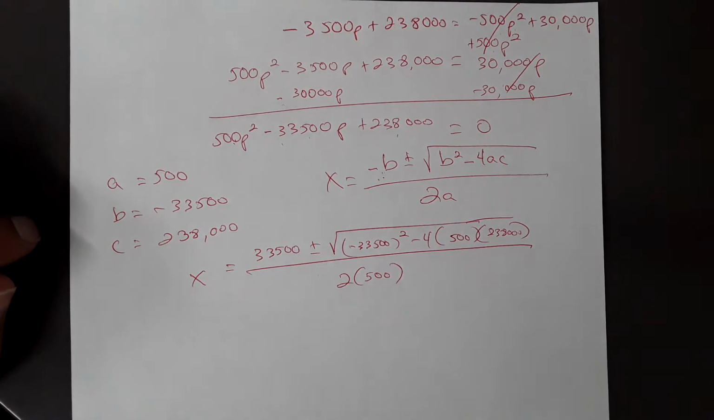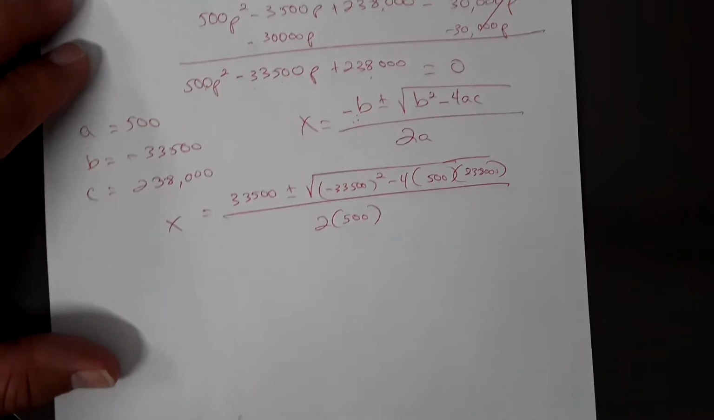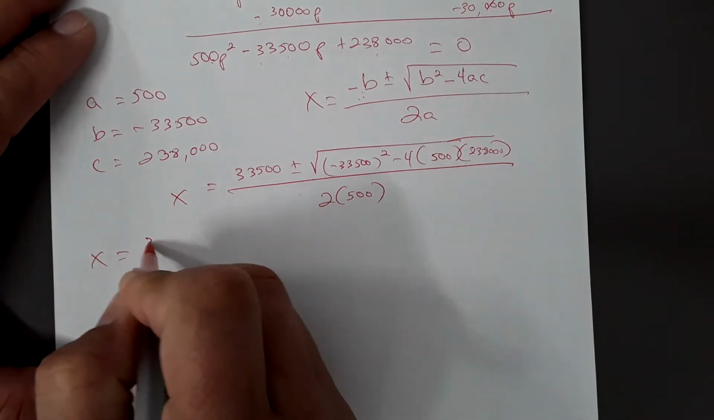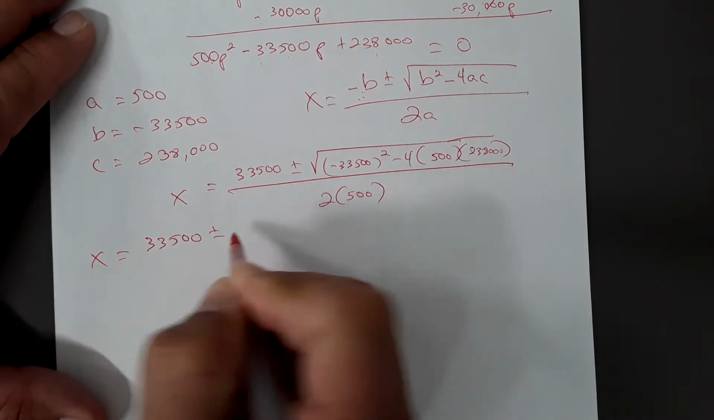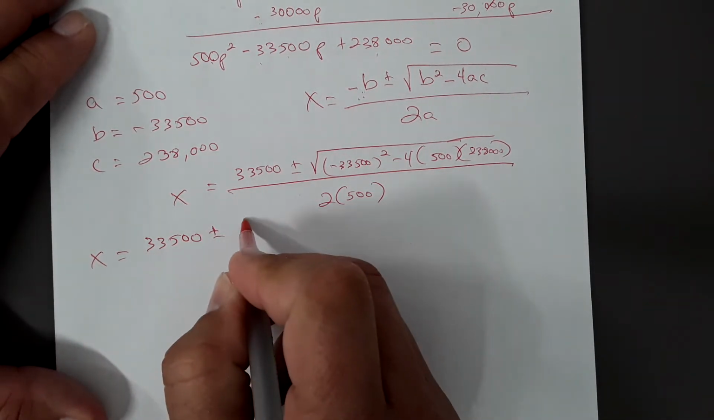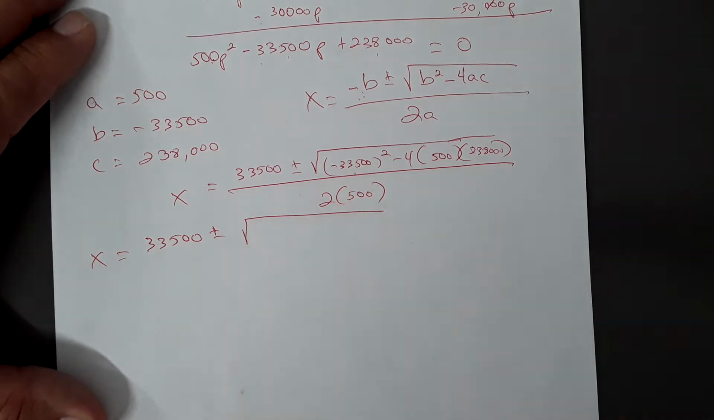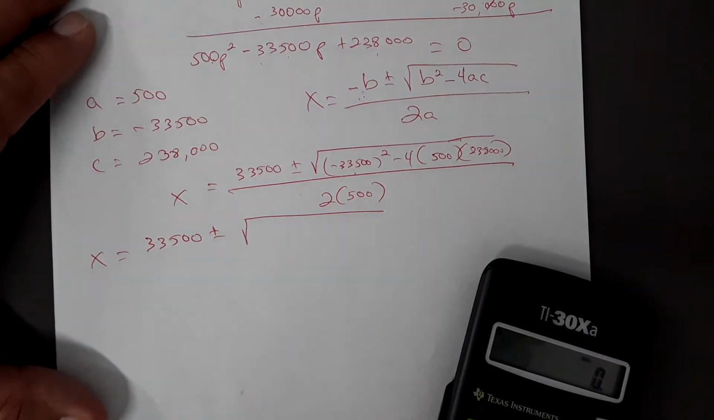And now that looks like a lot, but really you're just going to let your calculator do the work. And we're going to work on this one step at a time. I'm going to square this number first. I hope my calculator has room.